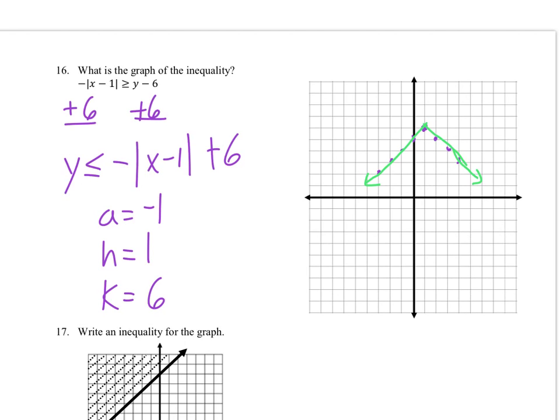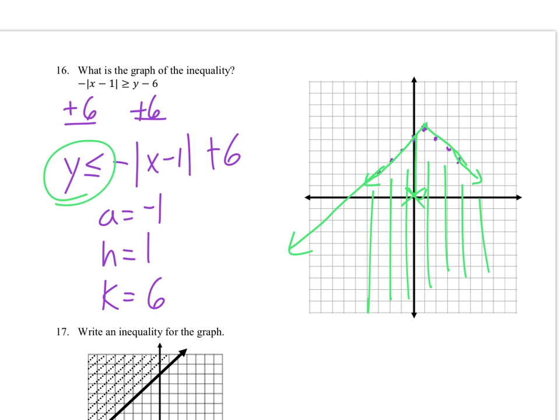And again, the y is less than, so I would go down the y-axis. You can also test the origin, which would be true. So we end up shading inside of the V, and if I kind of extend that, try not to get off too much, but again, shading there.